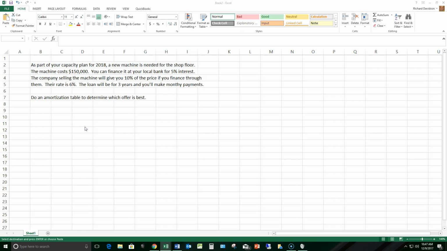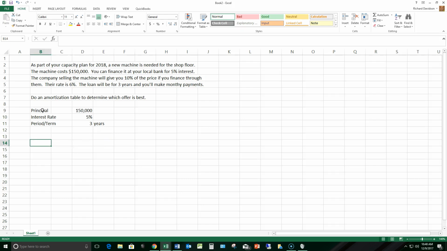To know that, we need to do an amortization table and see which machine has the lowest total interest cost. So with that, we're going to do an amortization table. The three key things you need to know in an amortization table: the principal, the interest rate, and the term or the period. For the first option, we know our interest rate is 5%. We know our principal is 150,000, not 150,000%. Interest rate is 5%. And the term is 3 years.